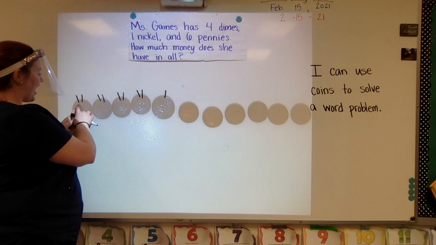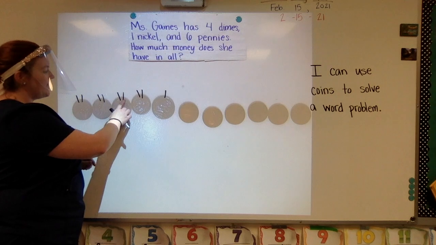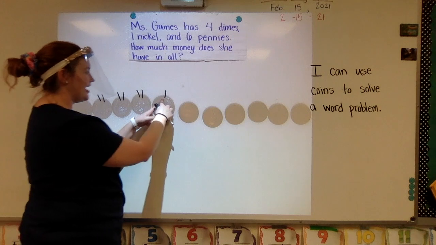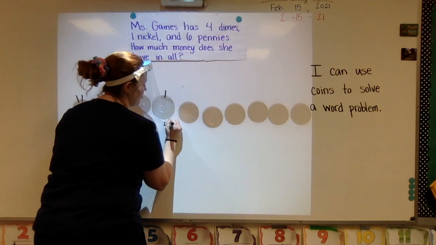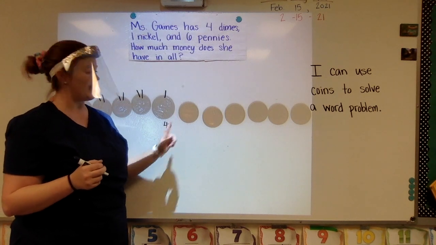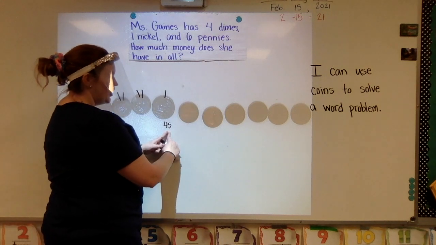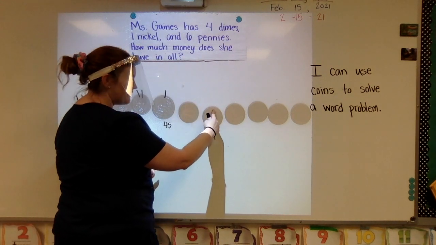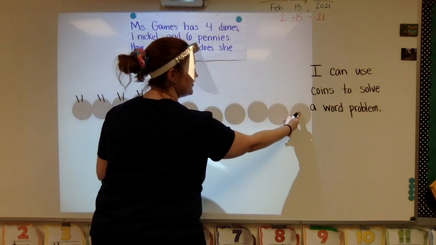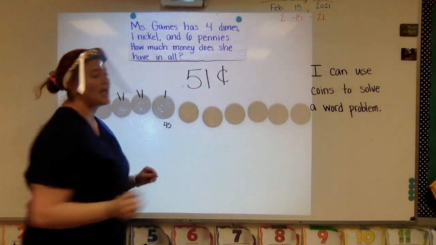Ready? 5, 10, 15, 20, 25, 30, 35, 40, 45. I'm going to go ahead and write 45 so I don't forget where I am. Now, when I start counting, I'm going to go 1 more than 45. Okay, I'm not going to say 41. I already have 45. So I have 45, 46, 47, 48, 49, 50, 51. Miss Gaines has 51 cents.